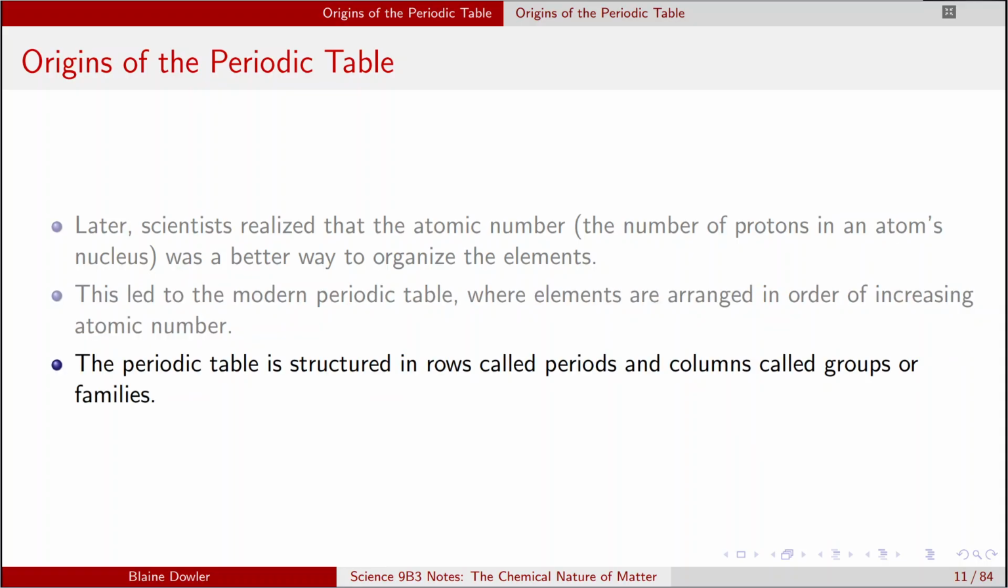The periodic table is structured in rows, called periods, and columns, called groups or families. This current structure was actually developed by Paul Dirac, following the work of Wolfgang Pauli.